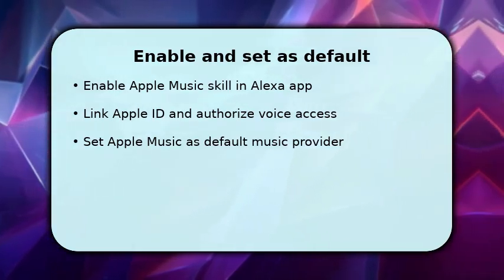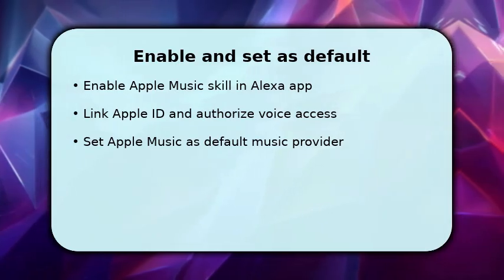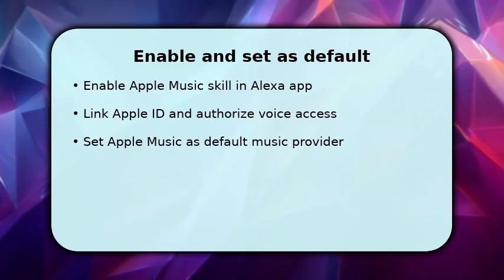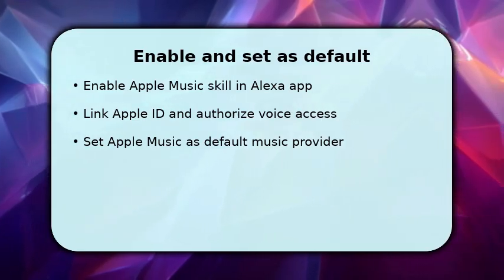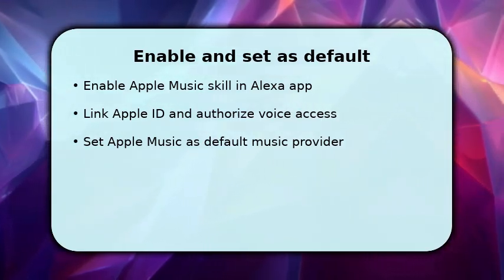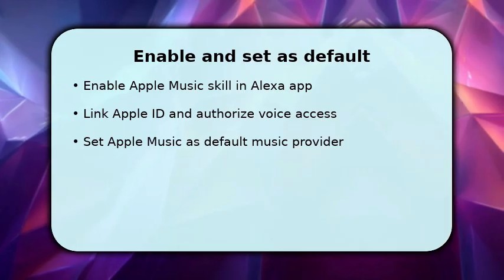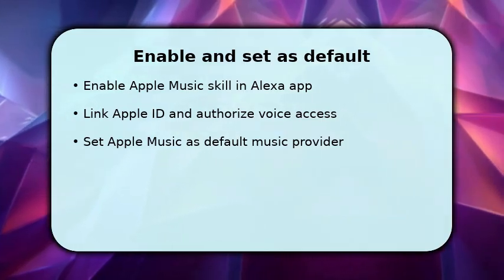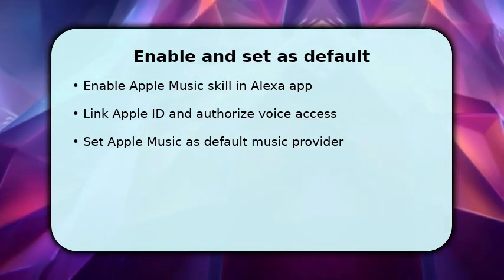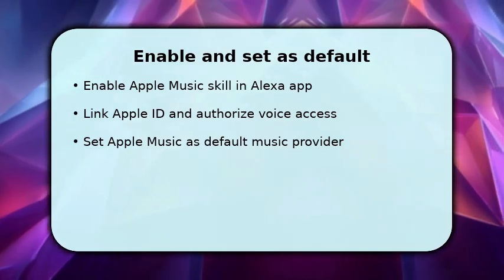After signing in, explicitly choose Apple Music as your default provider under Music and Podcasts so you don't have to say "on Apple Music" every time. Once linked, test by asking for a song and artist. If Alexa can't find tracks, check region settings because Apple Music availability depends on country and account region.